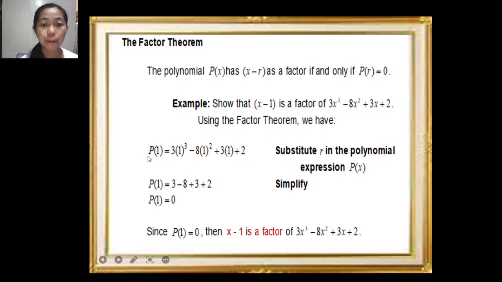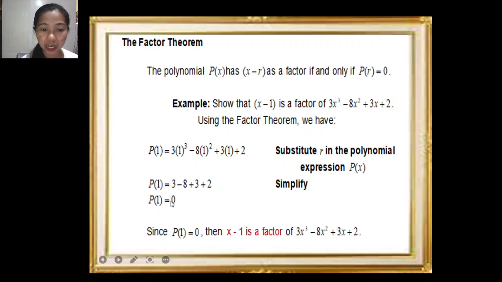So, we have p of 1 is equal to 3 times 1 raised to 3 minus 8 times 1 raised to 2 plus 3 times 1 plus 2. Simplifying, 1 raised to 3 is 1 times 3 is 3. And then 1 raised to 2 is 1 times negative 8 is negative 8. Then 3 times 1 is positive 3 plus 2. Simplify further. 3 minus 8 is negative 5. Negative 5 plus 3 is negative 2. Negative 2 plus 2 is 0.